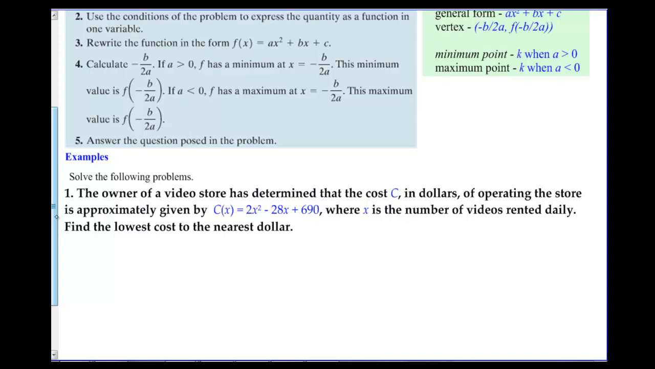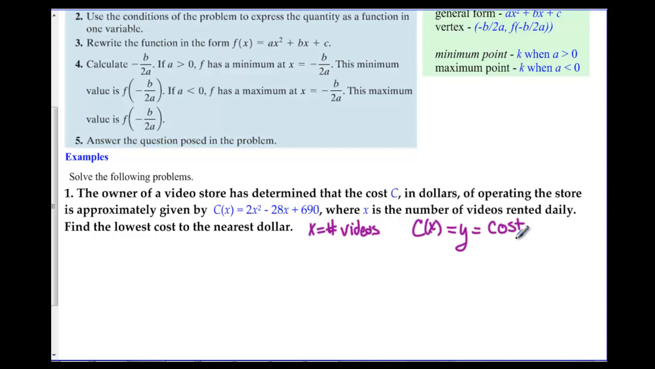So these word problems, as long as you're figuring out what the X and what the Y stand for, you're good. So for the first one, the owner of a video store has determined that the cost, C, in dollars of operating the store is approximately given by C of X equals 2x squared minus 28x plus 690, where X is the number of videos rented daily. All right, so I'm going to write down X is the number of videos, and C of X, which is the same thing as our Y, they said was the cost.